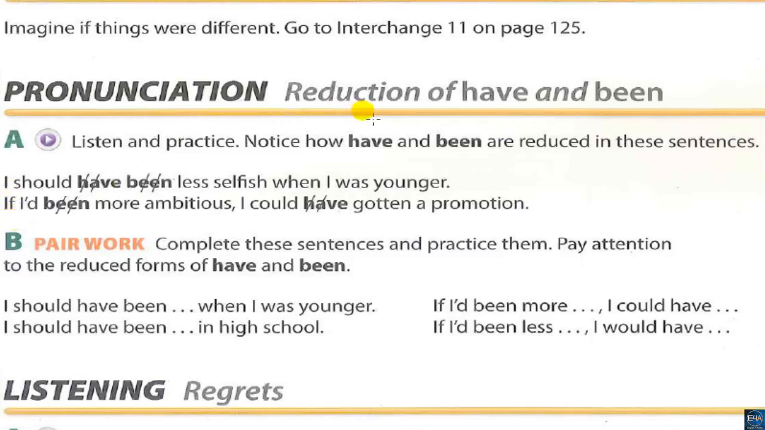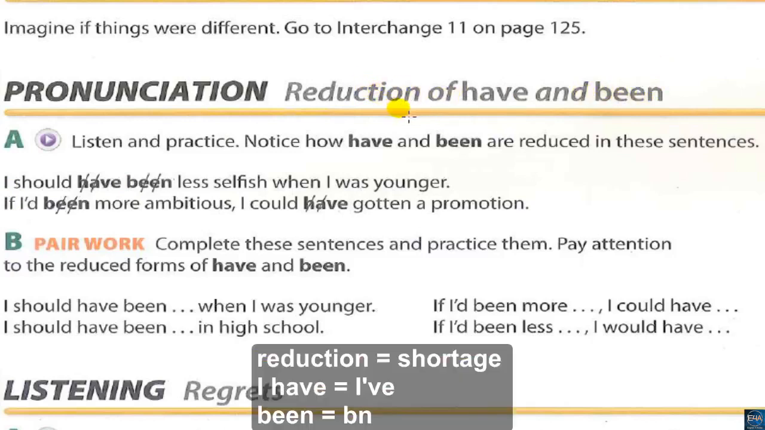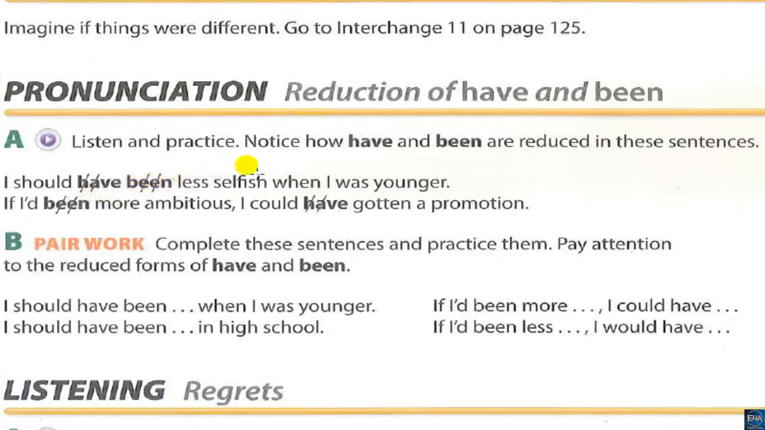So in this exercise, we have the reduction of have and been. American, been, British, been. Reduction, shortage. So for example, I've been, American, been. I should have been less selfish when I was younger. If I'd been more ambitious, I could have gotten a promotion.